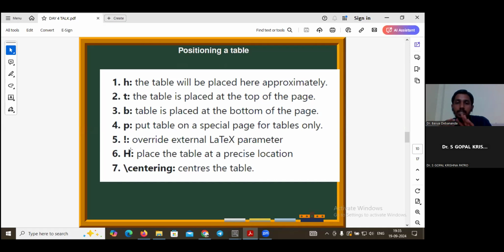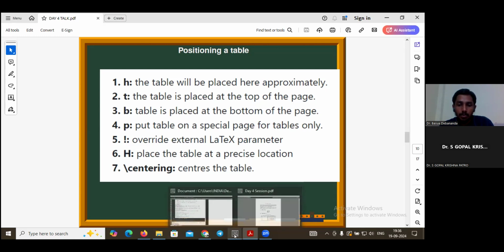When you draw tables in a Word file, you cannot fix the exact place, but in LaTeX you can fix the exact place and exact length. You don't always need to specify the length. If you need, you can specify, but otherwise you can just write the letters and what you need. If you want the table in the center of the page, you have to write \centering.